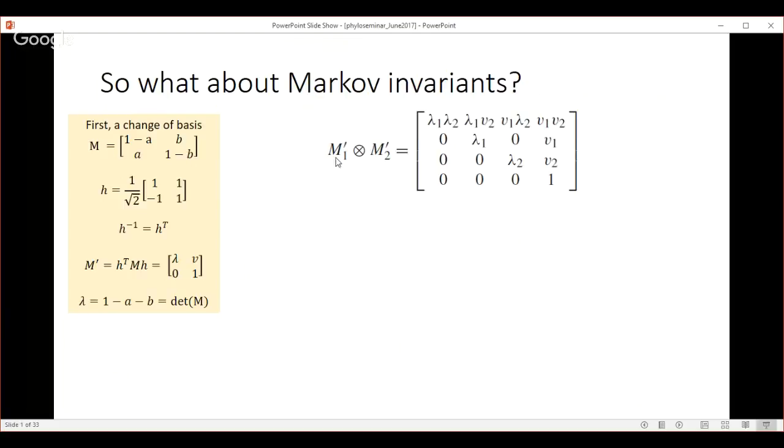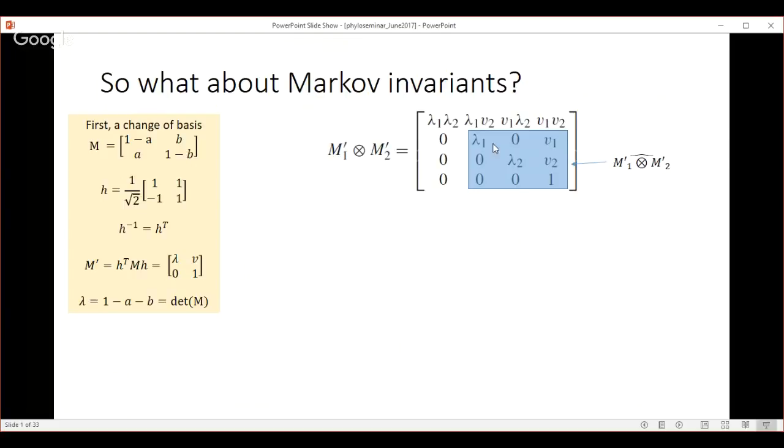So if I have, say, M1 Kronecker product M2, then I can do that in this basis, and it's going to preserve this nice upper triangular structure, and my determinants end up on the diagonal here.